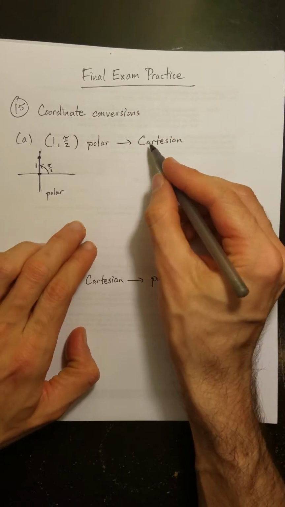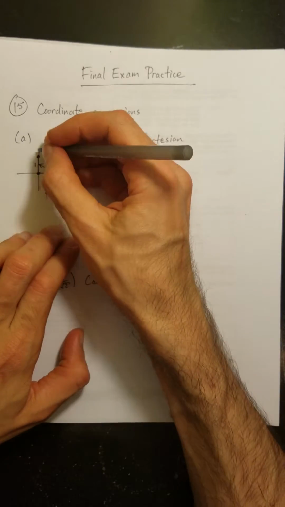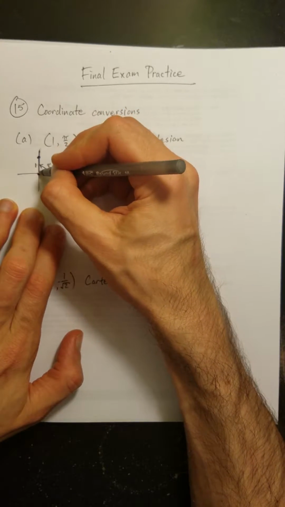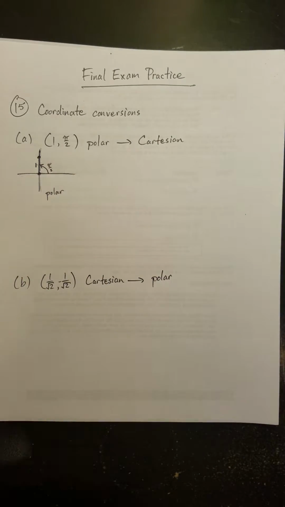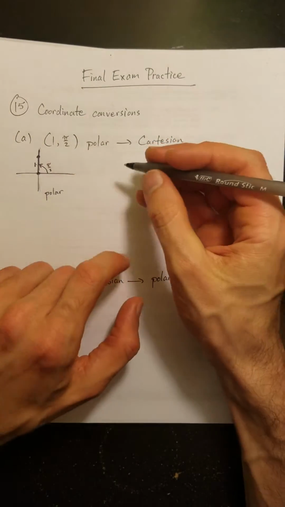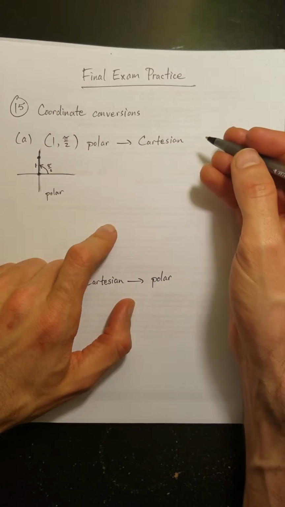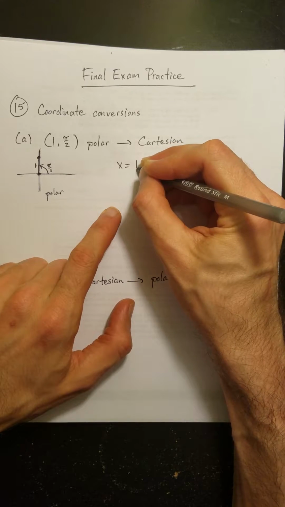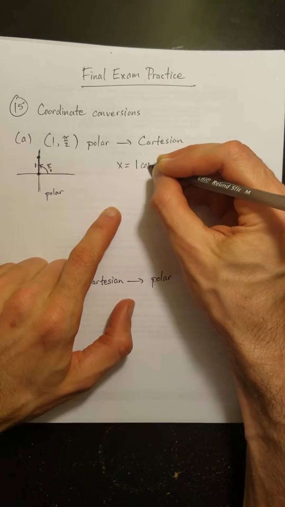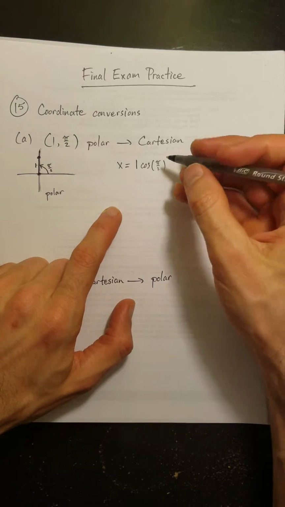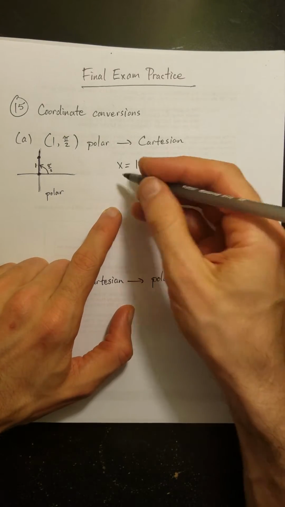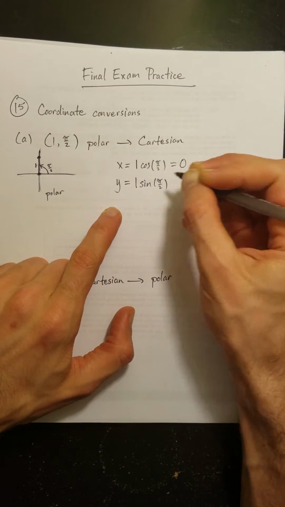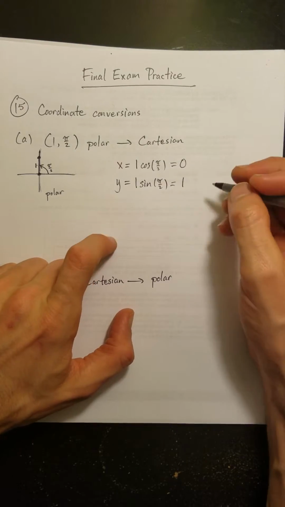Okay. We want to convert this to Cartesian coordinates. If you think about it, our x-coordinate will be 0 since we're on the y-axis, and our y-coordinate should be 1 since we're a distance of 1 away from the origin. But either way, we'll just put it into the formulas. So x is equal to our radial coordinate 1 times cosine of the angular coordinate pi over 2. Cosine of pi over 2 is 0, so x equals 0. y is equal to 1 times sine of pi over 2. Sine of pi over 2 is 1, so this gives us 1.